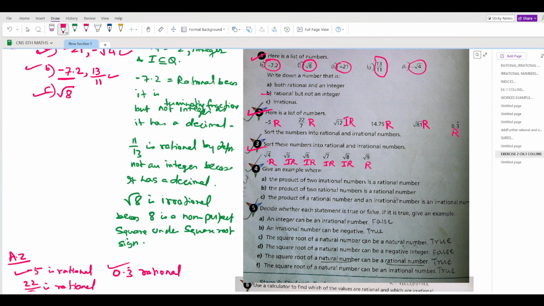Even otherwise, root 4 will reduce to 2, which is an integer, and all integers are rational. Therefore, root 4 is rational. In the same way, root 9 will get reduced to 3, and 3 is an integer, and all integers are rational numbers. So root 4 and root 9, the first and the last, are rational, and the middle numbers, root 5, root 6, root 7, and root 8, are all irrational because under the square root sign you have non-perfect squares. So that's the answer for question number 3.